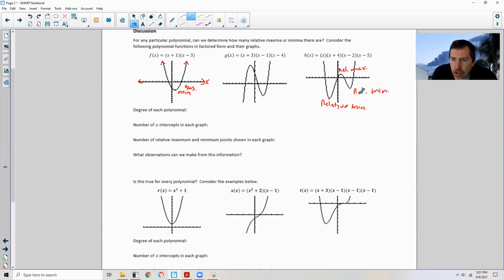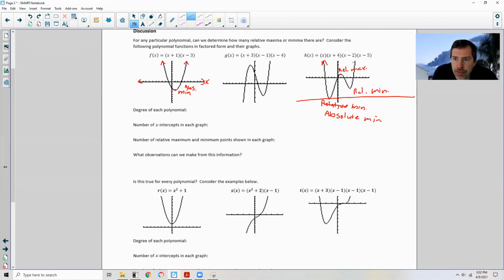Okay. And then you look at all of the minimums. This has two, right here and right here. And the one that's the lowest is still a relative minimum, but it is also the absolute minimum. It's not that it's not a relative minimum. It is relative to this region of the graph, this x value. This is a minimum. This is a minimum. This is a maximum. This is an absolute minimum because it's as low as that function goes. It will never go lower than this anywhere.